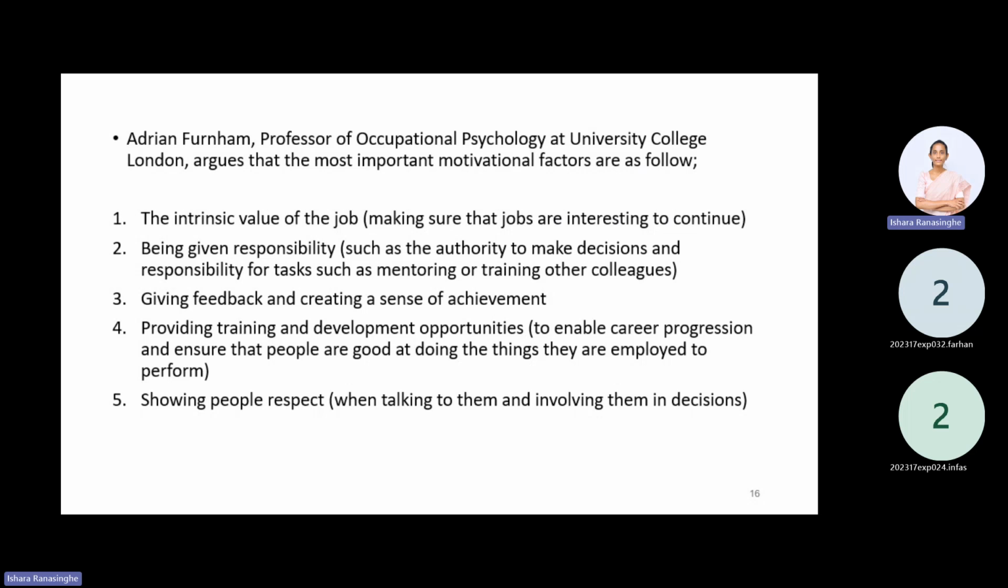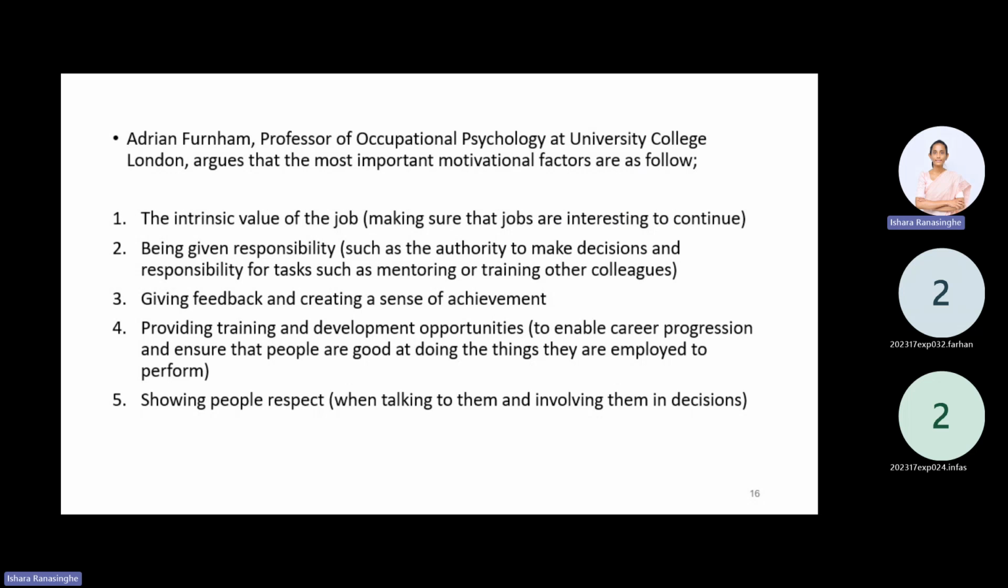The intrinsic value of the job. Within brackets, I have mentioned making sure that jobs are interesting to continue. Now you all have to think whether you are also getting motivated if the factor is so. Intrinsic value of the job: if our job is somewhat interesting to continue, we become motivated. So that's why I'm taking these points, which are somewhat different. That's why I have included them also.